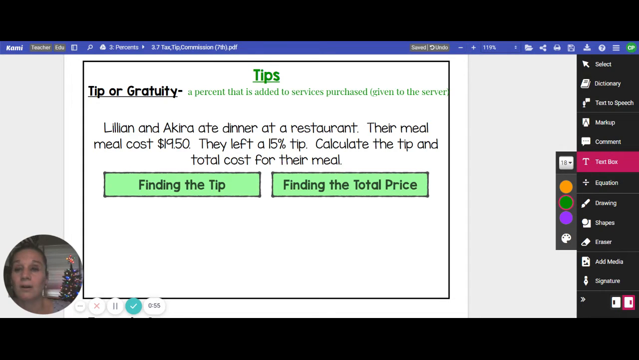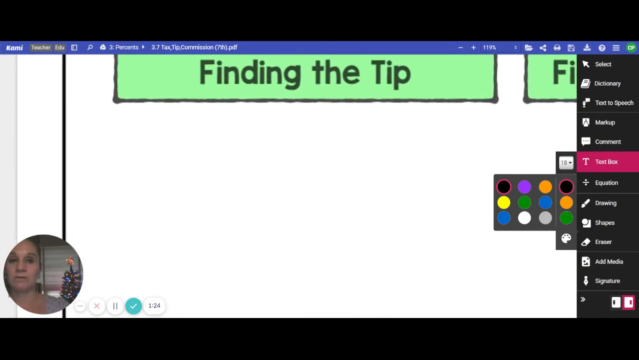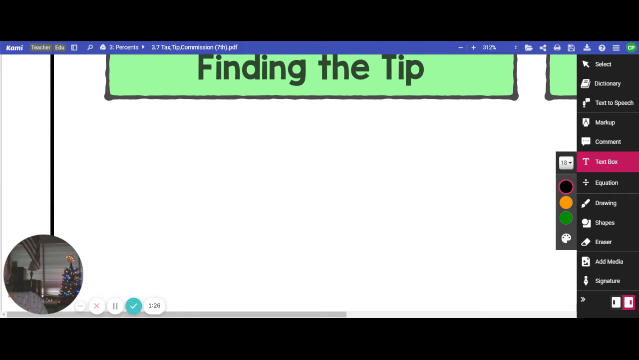So we are going to take the situation of Lillian and Akira. They went out to dinner and they ate at a restaurant. So their meal together, all of it, cost $19.50. They left their server a 15% tip. So we are asked to calculate the tip and find the total cost for their meal. And we're actually going to calculate this the exact same way that we calculated tax. We're just going to use the is over of proportion. So finding the tip, we're going to start with is over of.